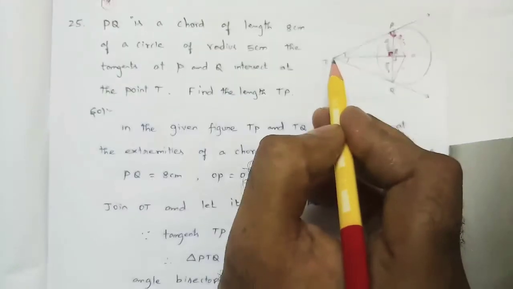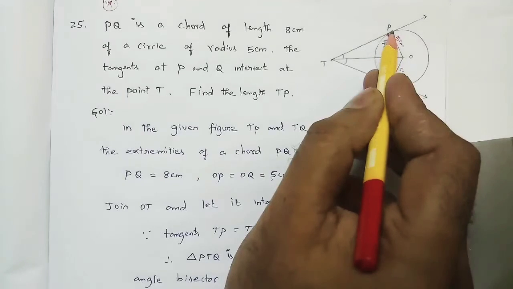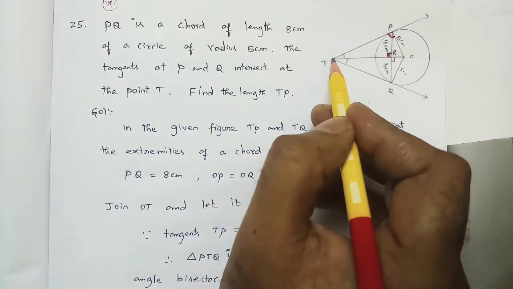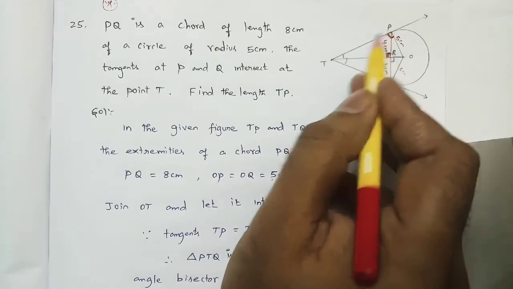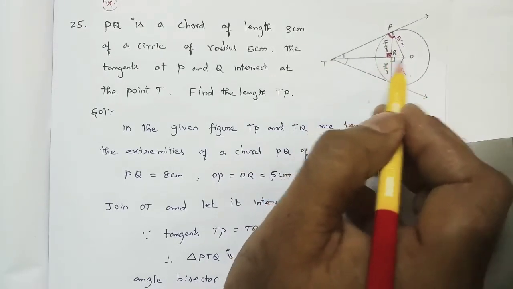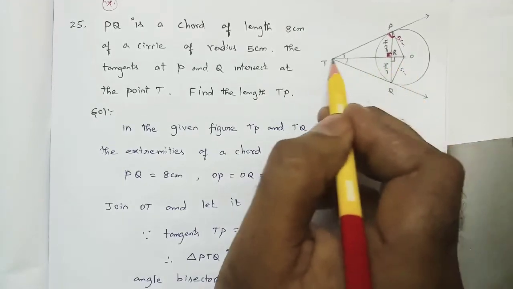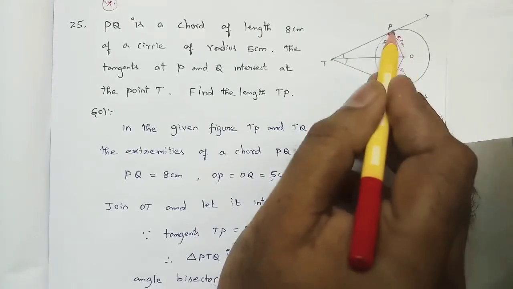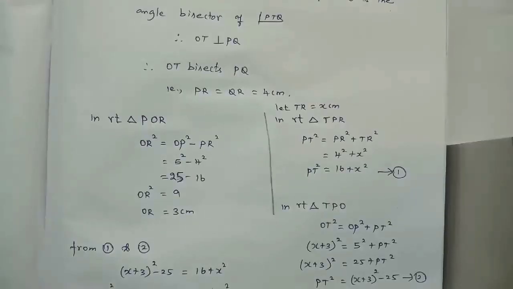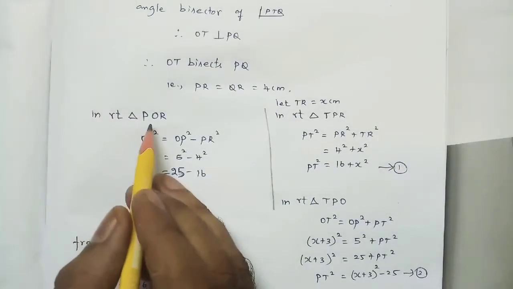The next right angle triangle I'm going to take is TOP. In right triangle TOP, angle P is the right angle, so the hypotenuse is OT. So OT square is equal to OP square plus PT square. Understood? Like this only.